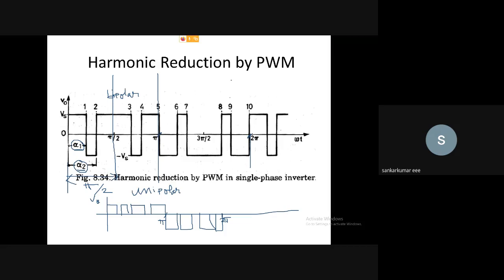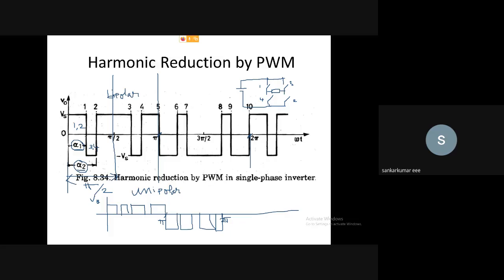Suppose we are having four switches, which means in the inverter we will have four switches. Two of them will be turned on for each half cycle, that is positive and negative. So this will be 1, 2, 3, and 4. When the positive half cycle is in the output voltage, 1 and 2 will be conducting. When it is in the negative half cycle, 3 and 4 will be conducting.